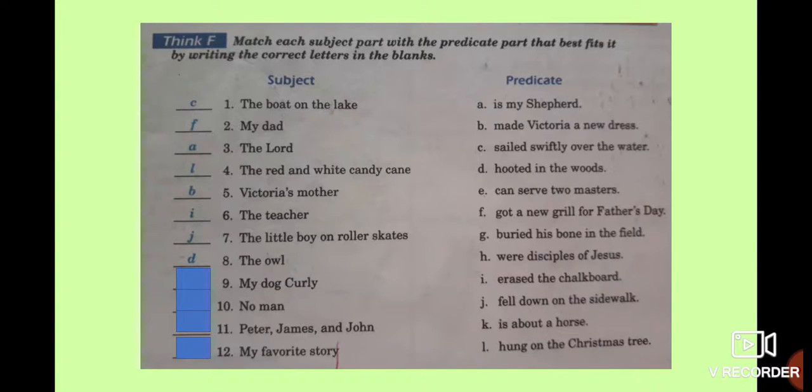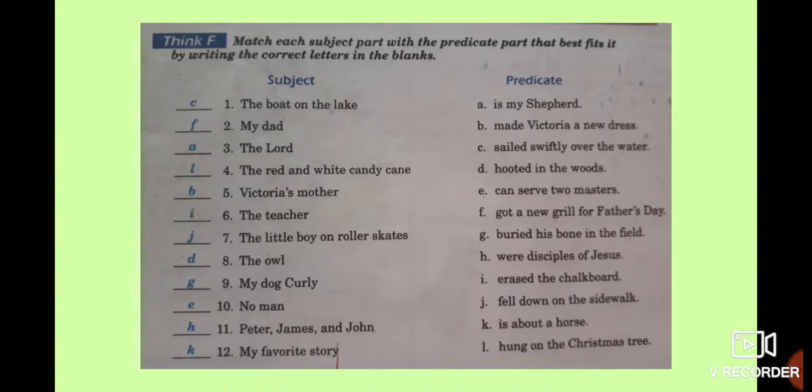Number nine, my dog Carly, this one is the proper name of the dog, my dog Carly, okay, buried his bone in the field. Number 10, no man, in this case is the option E, can serve two masters. Number 11, Peter, James, and John, in this case is the option H, were disciples of Jesus. And number 12, my favorite story, okay, is about a horse.